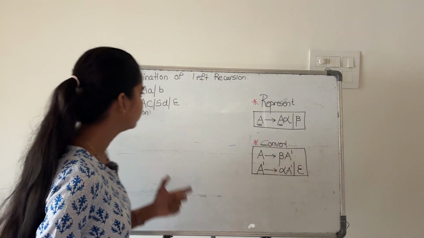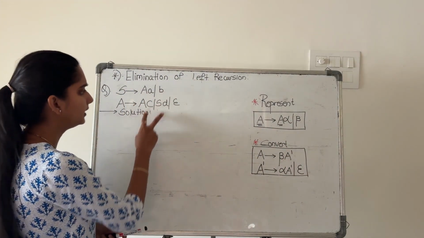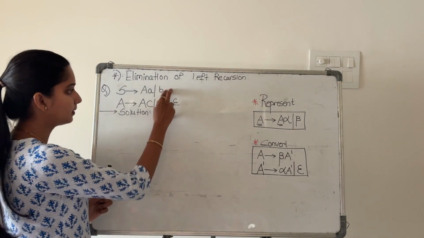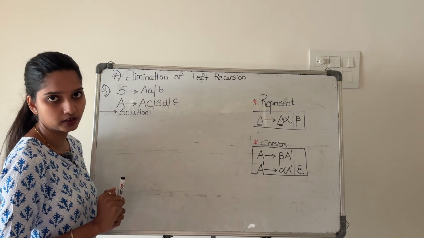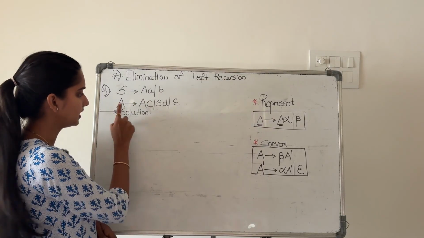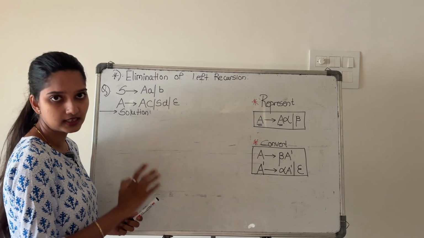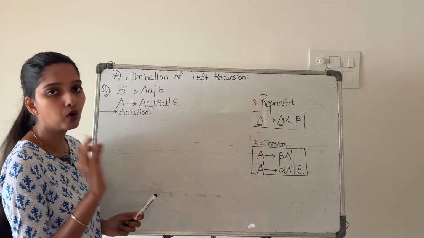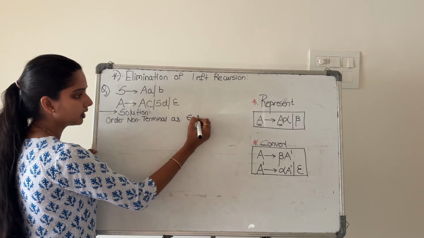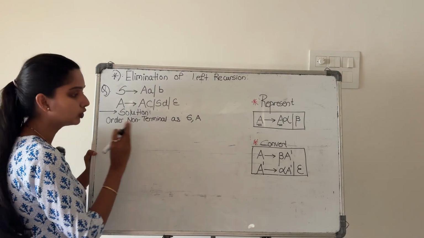Now here I need to eliminate left recursion. The first step: there are multiple productions given here. There are two non-terminals, S giving me two productions and A giving me three productions. In this case, first you're going to order the non-terminals. S is my first non-terminal, and then comes A.